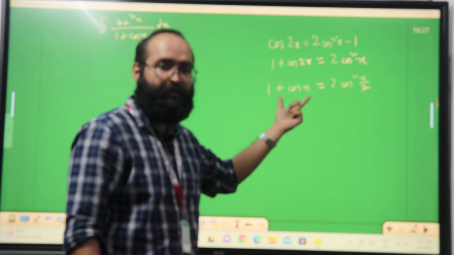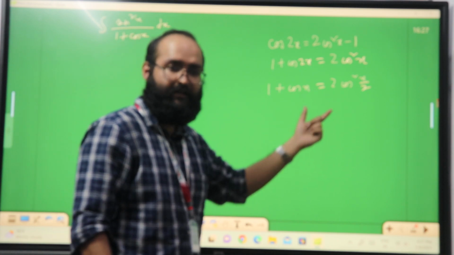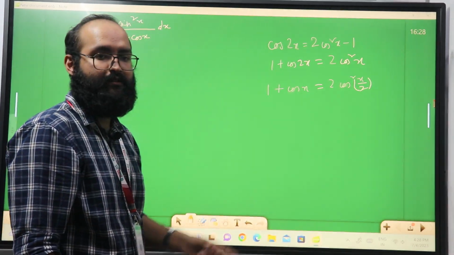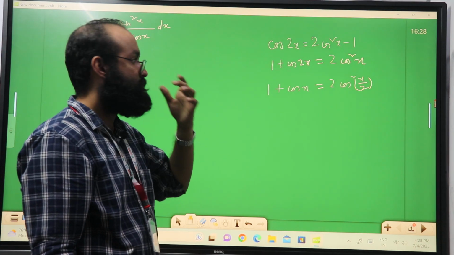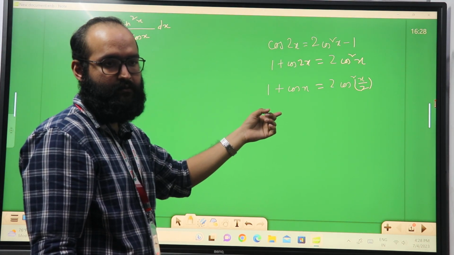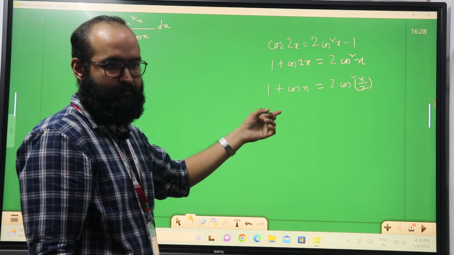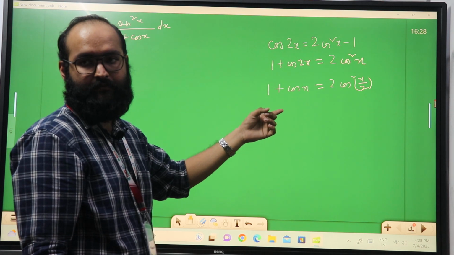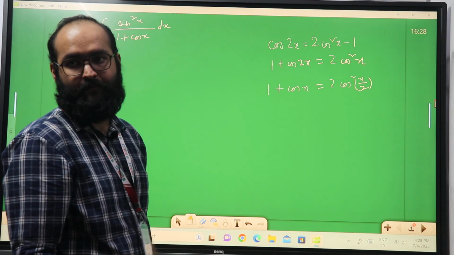Can we write 1 plus cos x as 2 cos square x by 2? The angle being x by 2? Yes or no? Harshita, the board is here. Yes or no? Can we write this? Is it clear? Tell me.